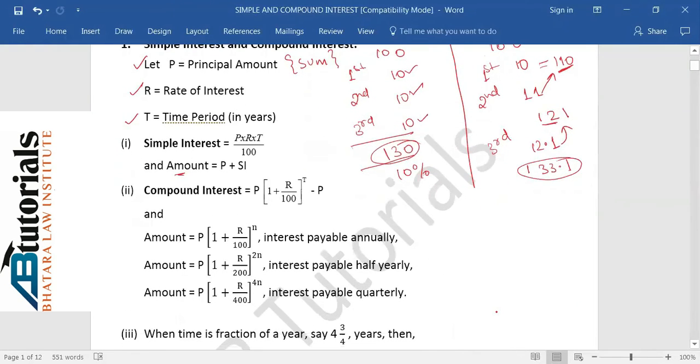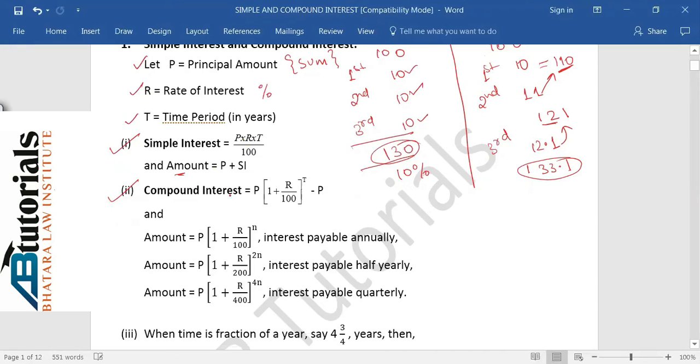So moving to the different formulation, these are the very basic formulas that we are supposed to use in this chapter and we are using throughout our life. For simple interest, it must be principal into rate into time upon 100. Rate is always given in terms of percentage. Amount means principal plus simple interest.